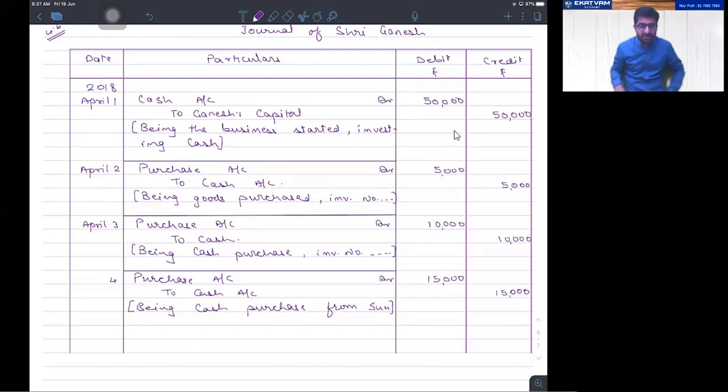Because some people had difficulty, if you remember the first day, how to do balance brought down, balance carried down and so on. So that thing is what we are going to learn in that process of ledger balancing.